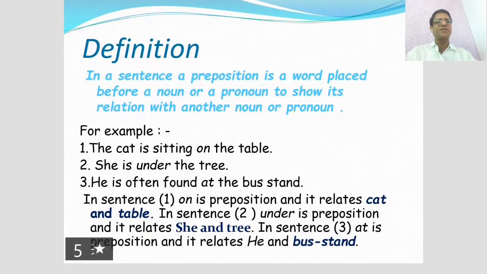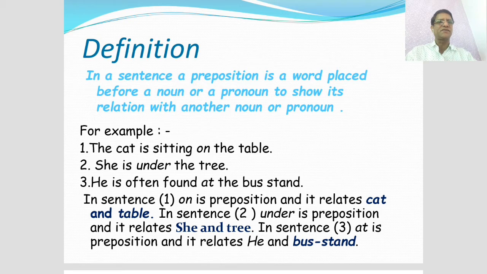Now, what is the definition? In a sentence, a preposition is a word placed before a noun or a pronoun to show its relation with another noun or pronoun. For example, the kite is sitting on the table, she is under the tree, he is often found at the bus stand.